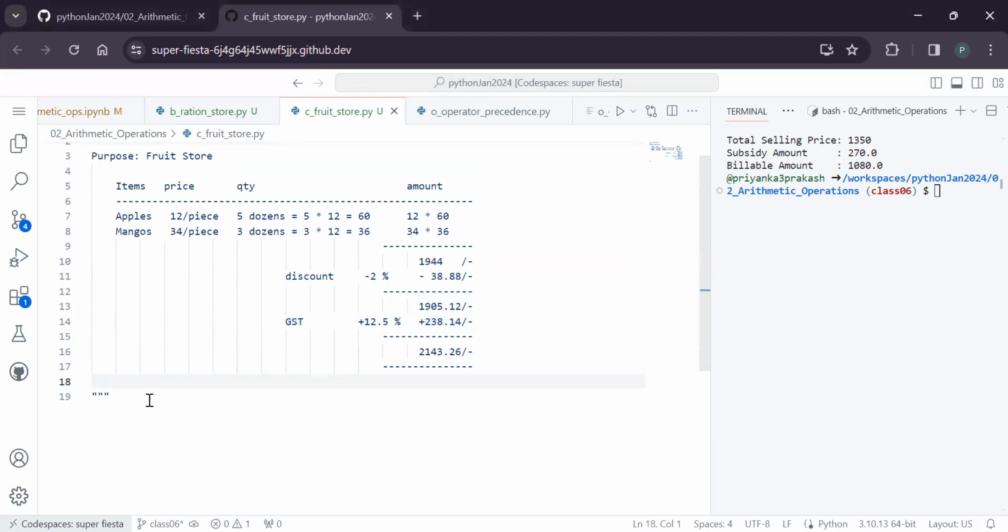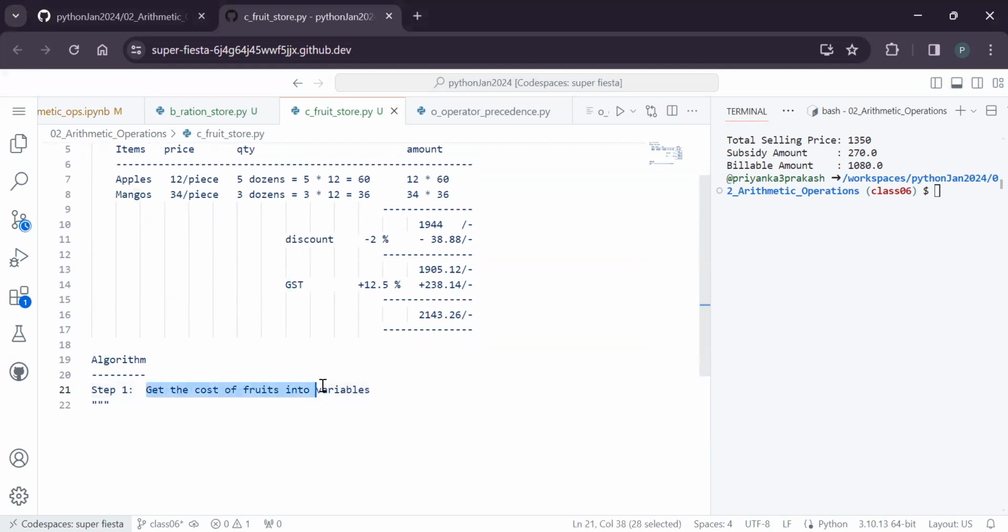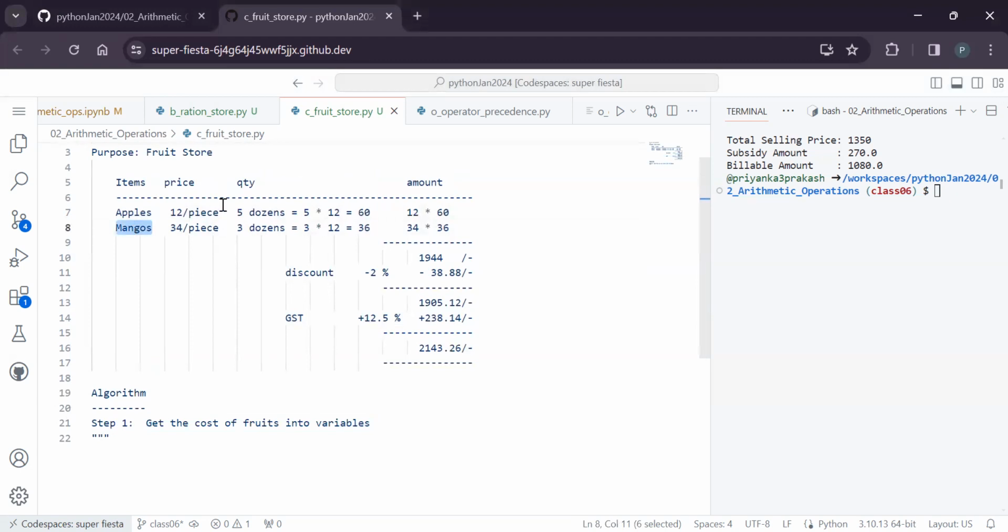So let's see. Even when I was learning programming for the first time, I first did it like this. I used to write on pen and paper what I needed to do, and slowly I used to implement. So first I need to get the cost of the fruits into variables. That is for sure. Cost of fruits, which are apple and mango. What are the costs? 12 and 34 each per piece. So cost of apple is 12 per piece.